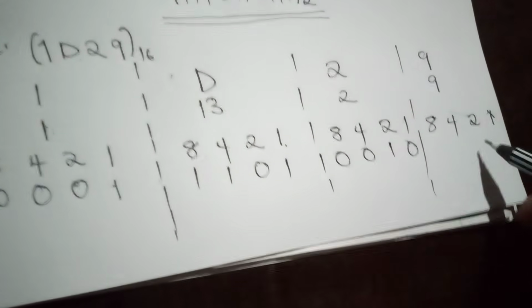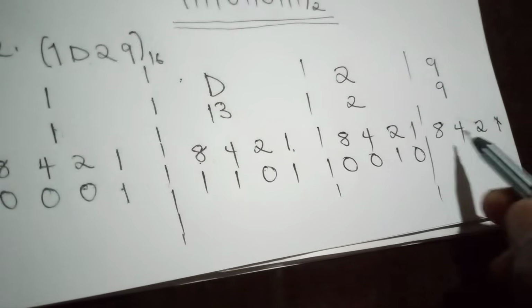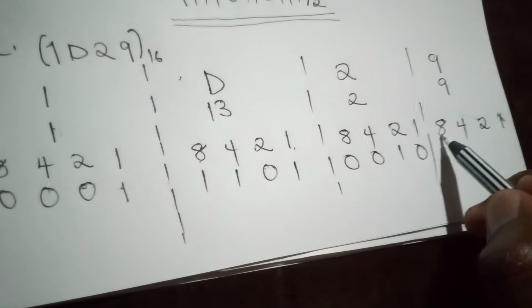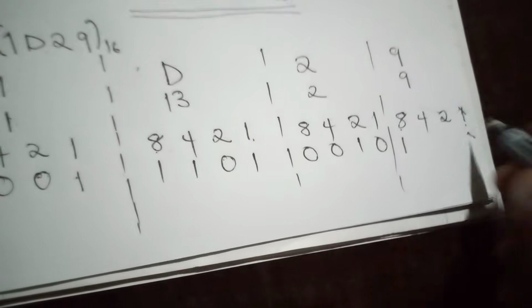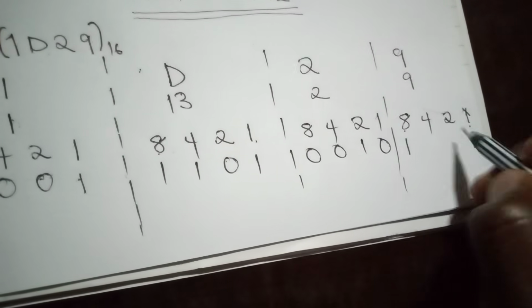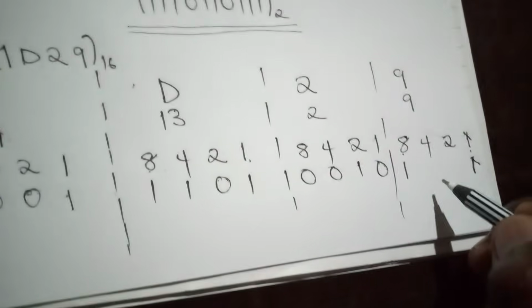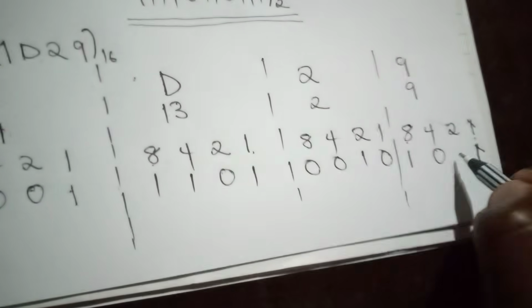Also this side, what numbers can I add to get 9? That is 8 and 1. So 1 there, 1 there also. And then the ones that you have not selected, replace them with zeros.